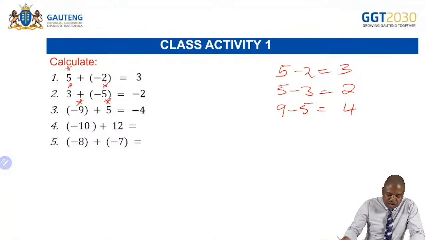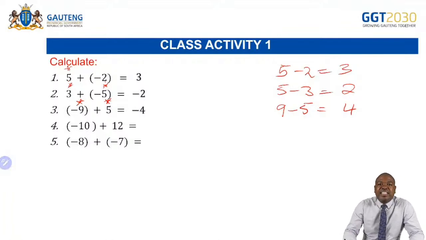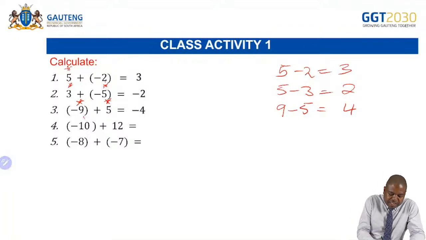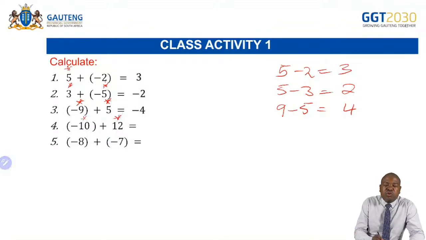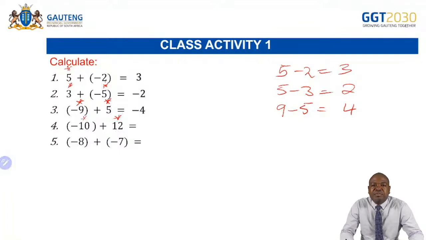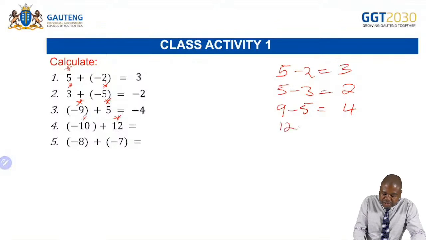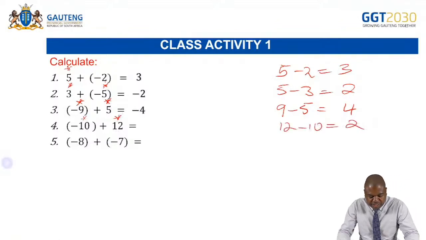Then we come to number 4. We are still adding a negative number and a positive number. Which number has the greater numerical value if you are ignoring signs, between 10 and 12? It is 12, and 12 is positive. So it means our answer is going to be positive. We subtract, 12 minus 10, which gives us 2. So our answer is going to be 2.